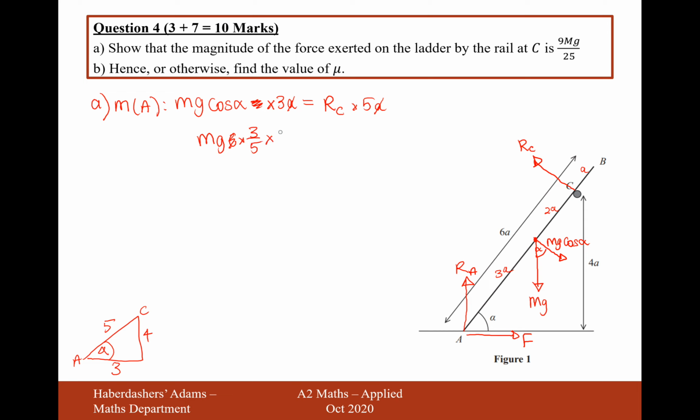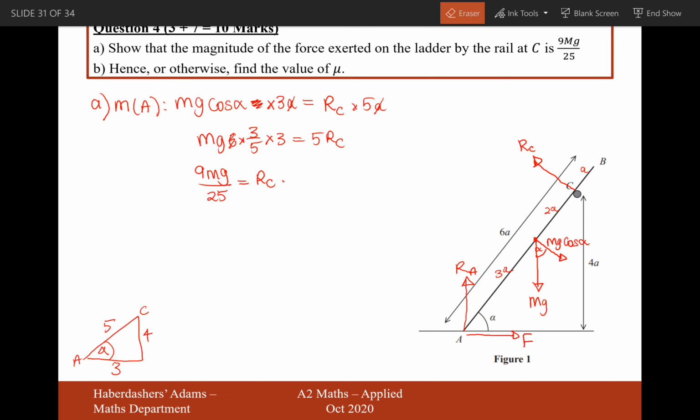Then we've got to multiply by this other 3, and that will equal 5RC. And then when I divide by 5 onto the other side, in total we're going to get 9 mg. We've already got 5 on the bottom, we're dividing by 5 as well, so that's going to be 25 equals RC. So there we are, that's the answer for part A.